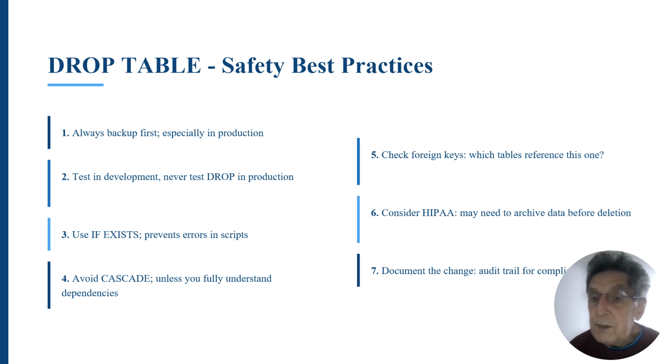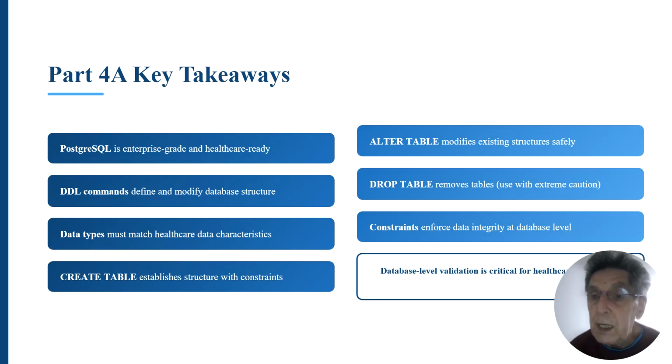And fifth, by using foreign keys, check the foreign keys by running select star from the information schema table where the table name equals your table, whatever table you're using. And sixth, consider HIPAA. Patient data may need to be archived per retention requirements before it's deleted. And lastly, seventh, document the change. Keep an audit trail. Who dropped what, when, why. The audit trail is essential in healthcare information technology.